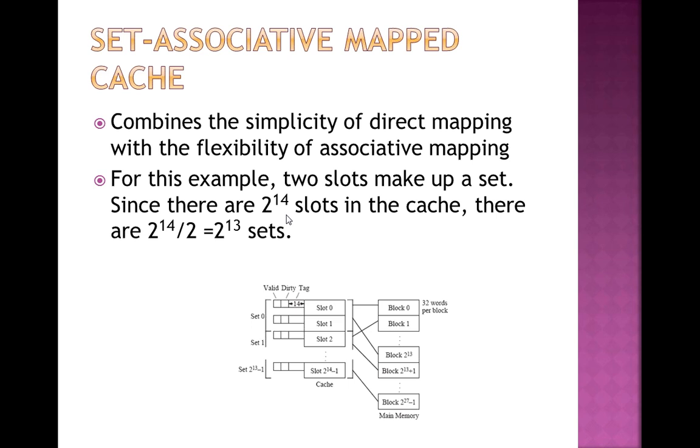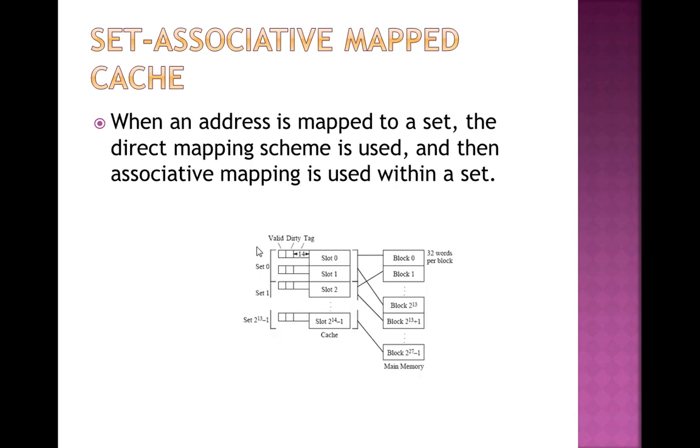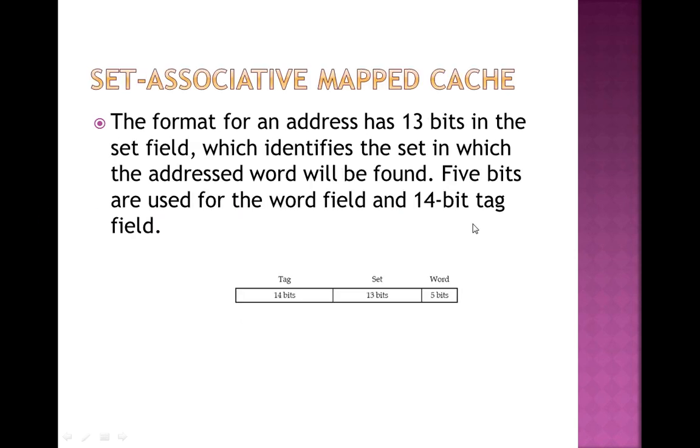So the third point is the set-associative mapped cache. This also provides the flexibility of associative mapping and direct mapping. That is, it is a combination of direct mapping and associative mapping. We have discussed the slots. These are the slots available, that is 2 power 13 sets. This point is also important. When an address is mapped to a set, the direct mapping scheme is used. Then associative mapping is used within a set.